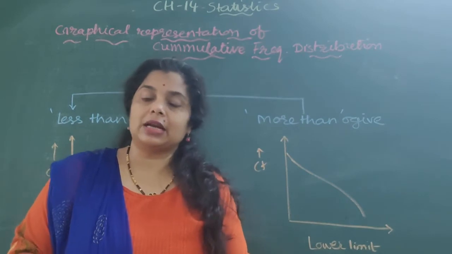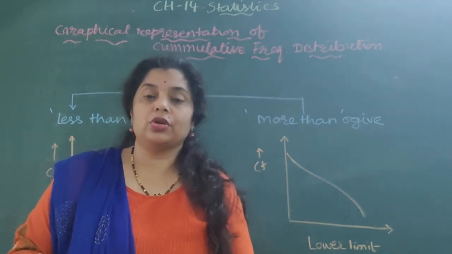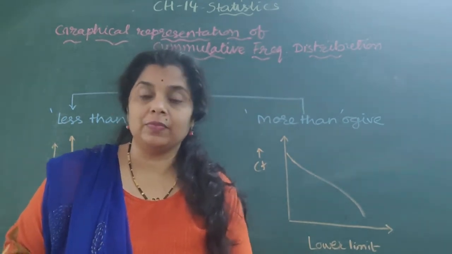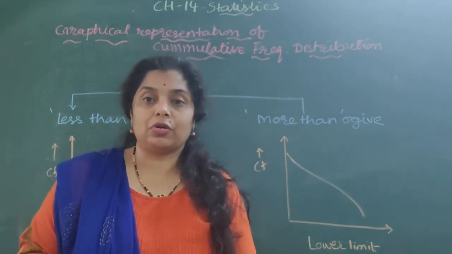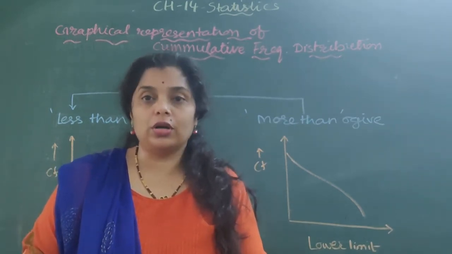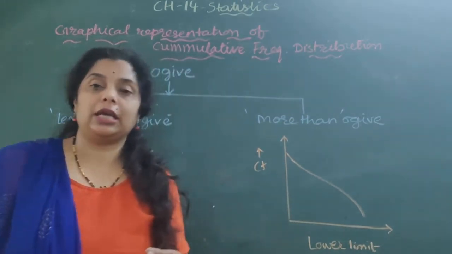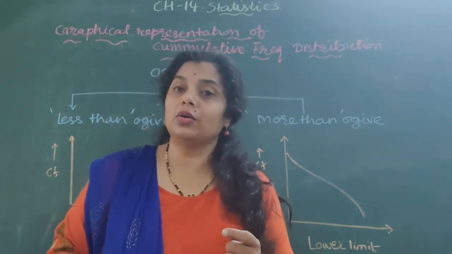In 10th standard, we are going to represent a frequency distribution, or we can say a cumulative frequency distribution, graphically. When we say the cumulative frequency graph or curve, it is called an ogive. Another name for the cumulative frequency curve is an ogive.